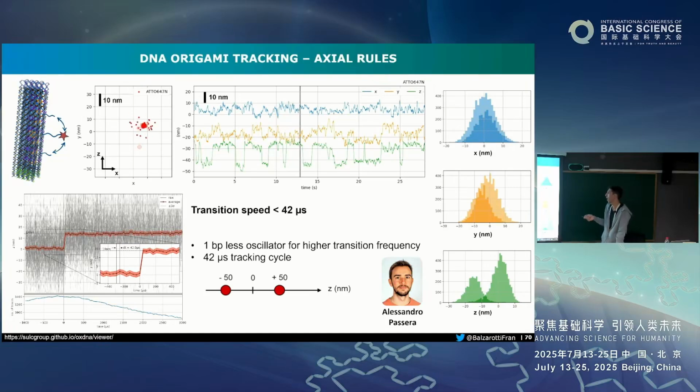Basically, if we really push the time resolution to 50 microseconds, we can still not measure the transition of the DNA. So it's way faster than what we can measure this way. But our system is very, very fast.